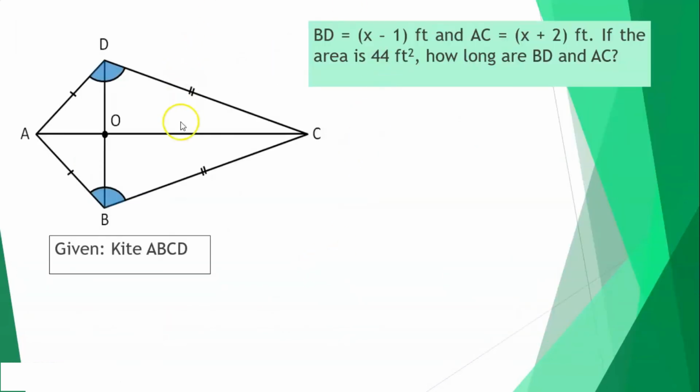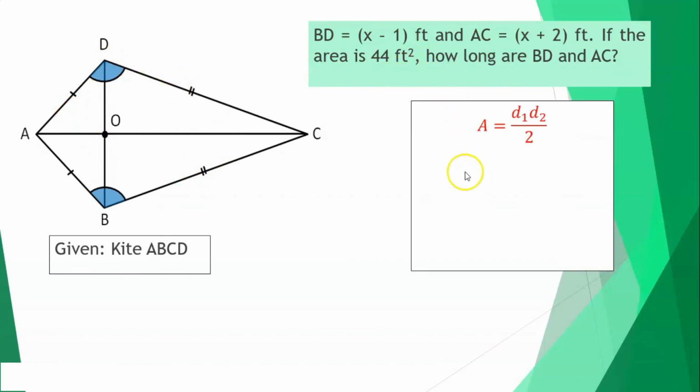Now, here, we are given a kite, ABCD. Now, if B to D is x minus 1 feet, and A to C is x plus 2 feet. Now, if the area of this kite is 44 feet squared, how long are BD and AC? Now, take note, formula for the area is diagonal 1 times diagonal 2 over 2. So, our diagonals here, x minus 1 and x plus 2, and our area is 44.